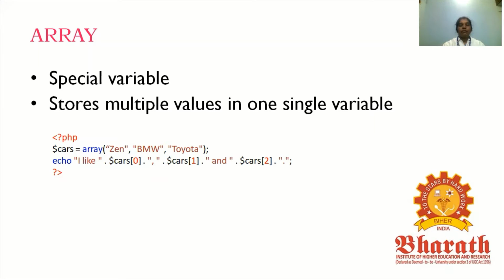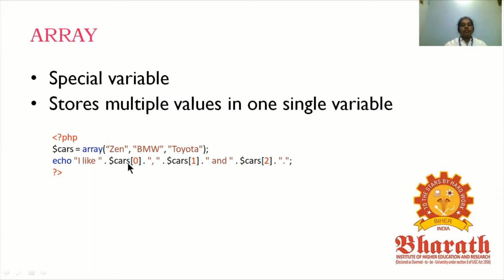For example, <?php $cars = array("Zen", "BMW", "Toyota"); In this example, the array function is used, which contains three values, three elements. So what is the array variable? $cars is an array variable, which stores three array elements.